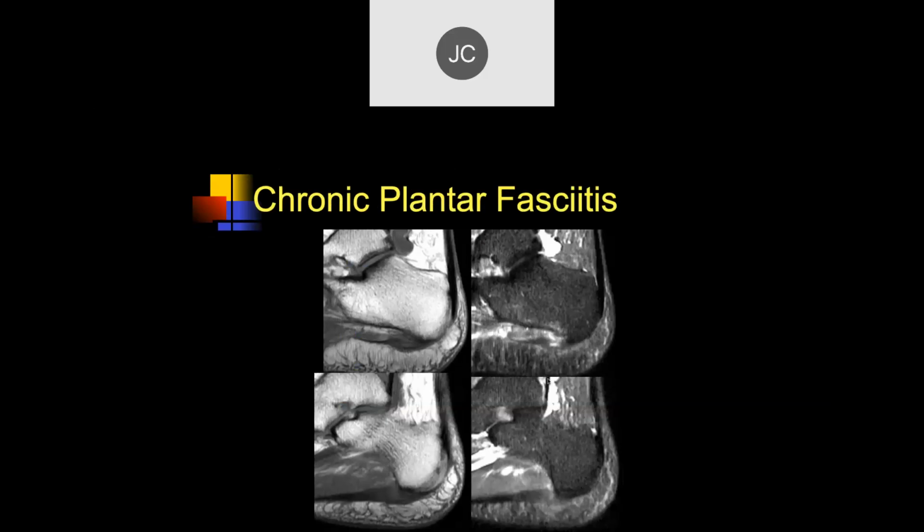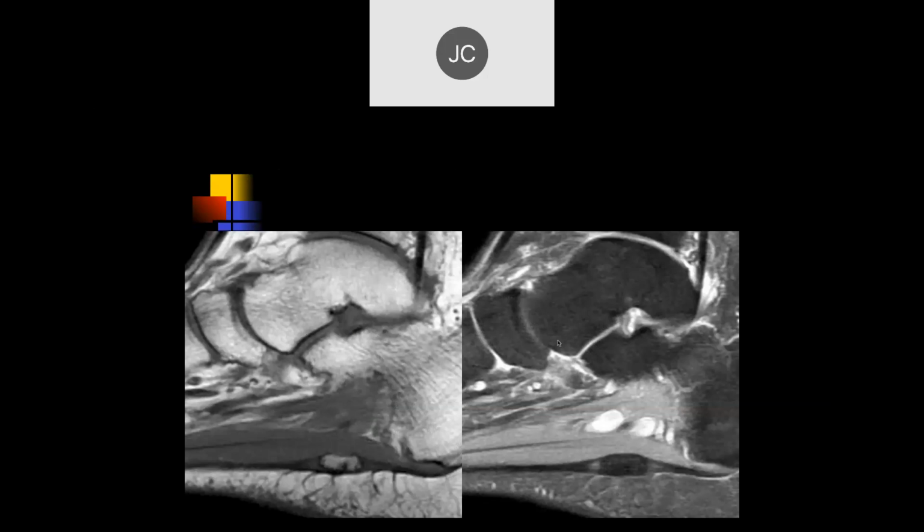Here's just more of a chronic thickening and increased signal intensity within the plantar fascia, maybe a little bony reactive change here from traction injury and partial tear at its origin. Okay, let's see. So we have thickening of the plantar fascia, a few centimeters from the origin.